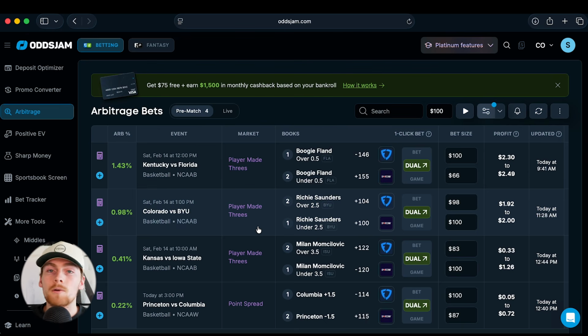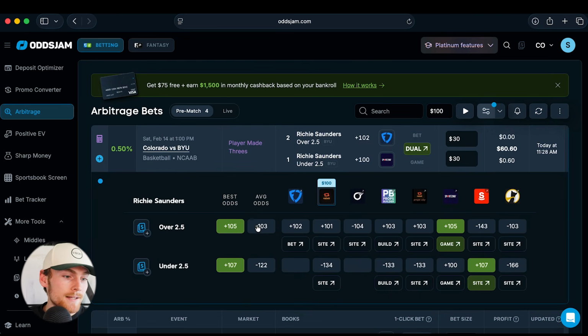Now, the premise with cross-market EV betting is figuring out which of these two bets in this arbitrage opportunity is the profitable bet, or the bet with the better expected value. To figure this out, we can click into this and take a look at the odds across multiple books for both of these props. Now we see Saunders to go over 2.5 made threes is priced at plus 102 on FanDuel here. Pretty in line. We have Rebet, we have Prop Builder at plus 103, average odds at minus 103. Not a huge difference between any of those books.